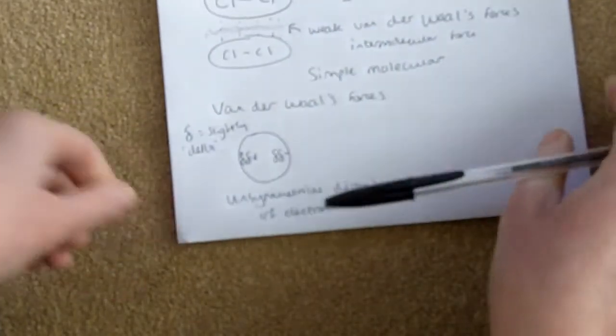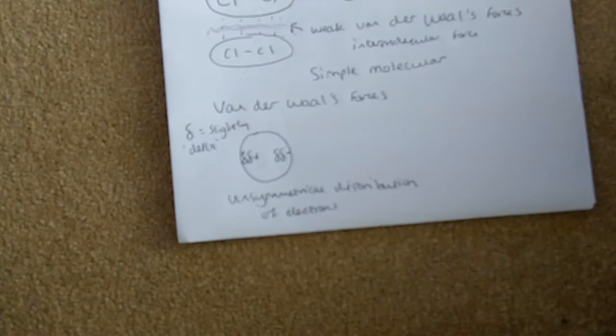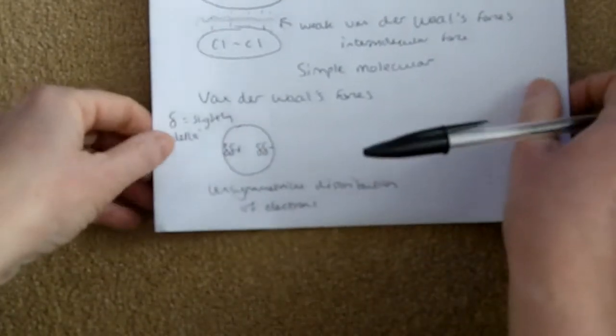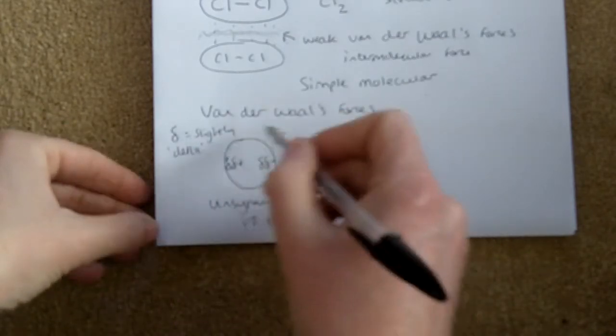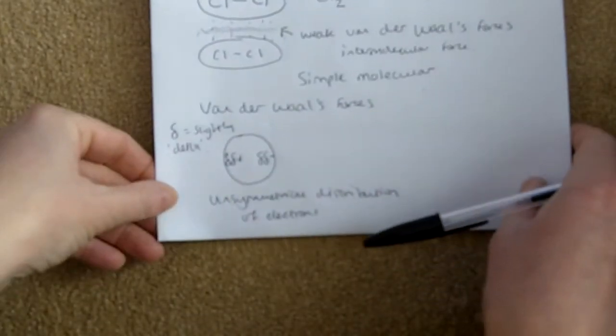So if you imagine in your classroom, if all the students in your classroom got up and moved around the classroom, for one instant there may be more people on one side of the room than the other. That's created a temporary dipole, but then it disappears because you're all moving around. So it's very instantaneous, very temporary, and it's due to an unsymmetrical distribution of electrons.